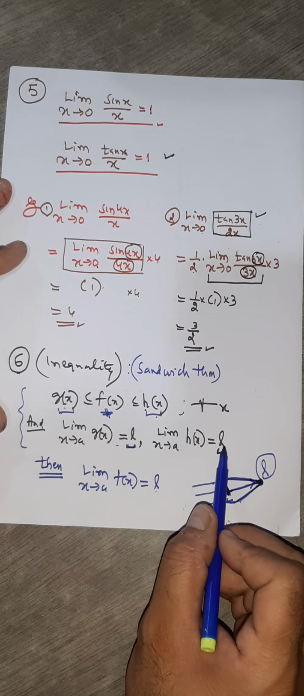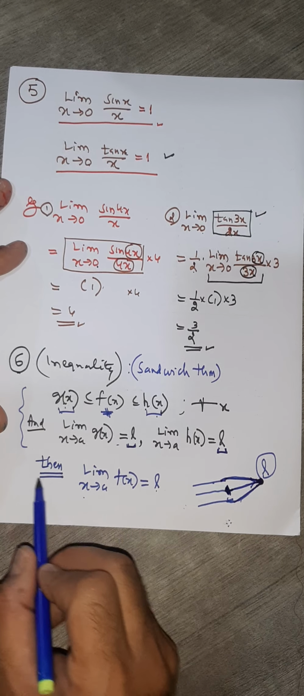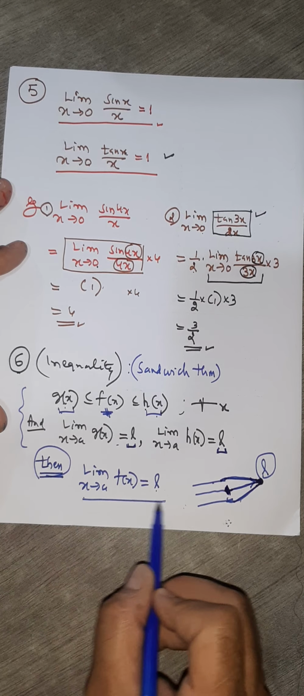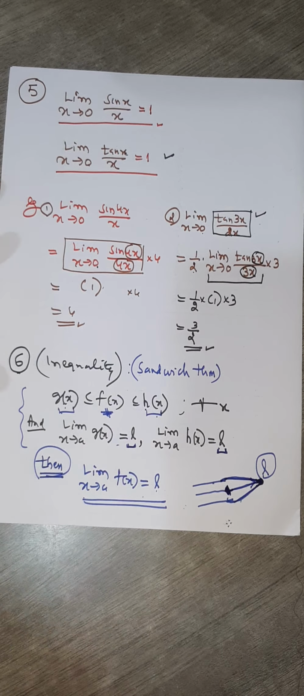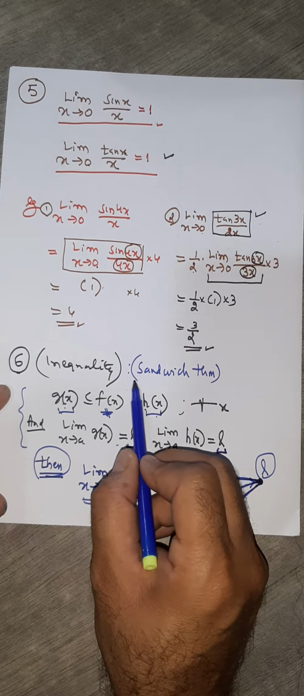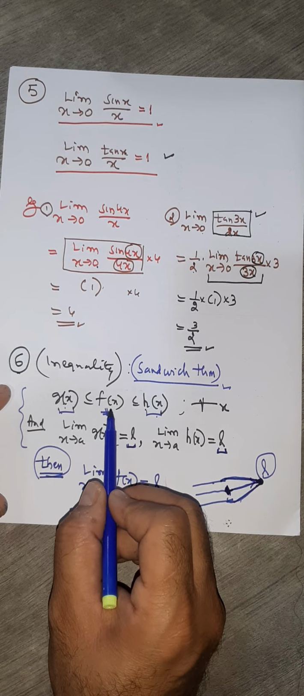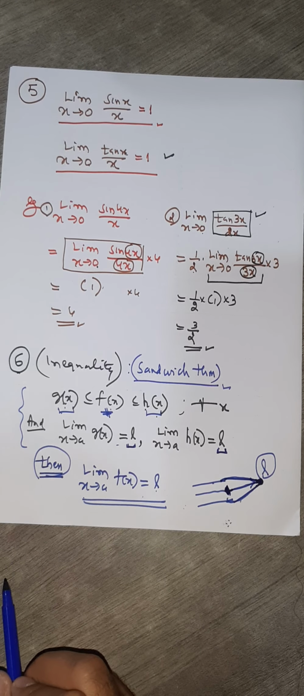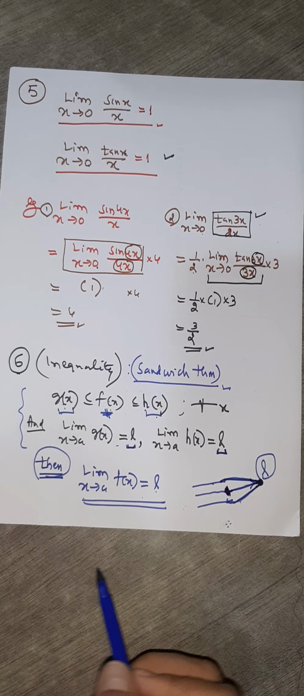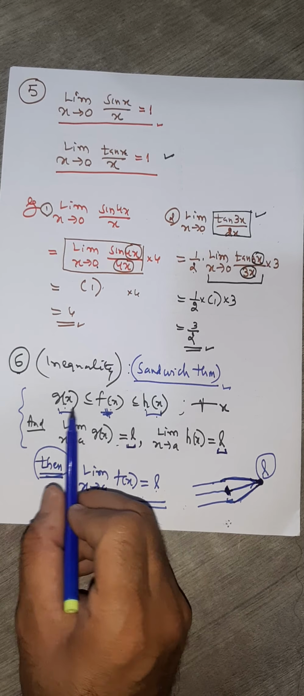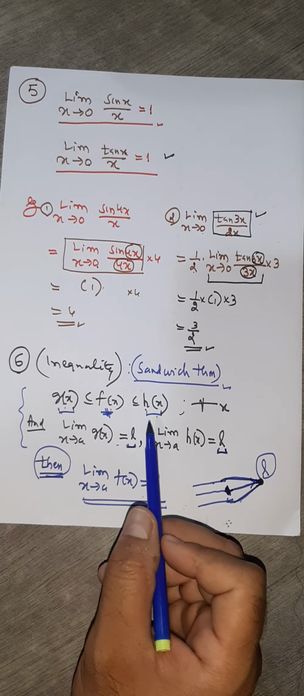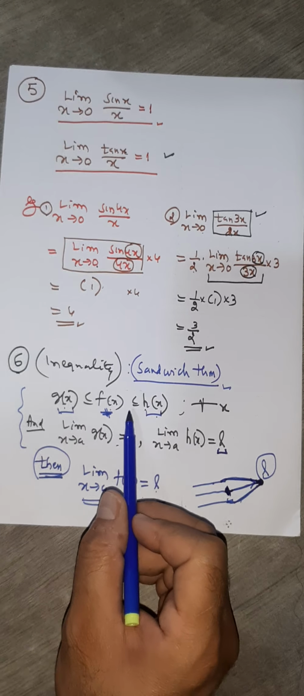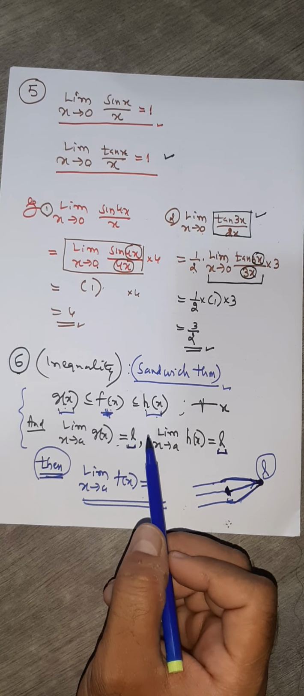Inequality, two extreme functions are very close to L. Then this is the conclusion: the middle function also approaches L. This is sometimes called the sandwich theorem. This f(x) is sandwiched by these two, remember. We'll see. But normally this is useful when you have such an inequality. So when you have questions based on inequality, you should use this.